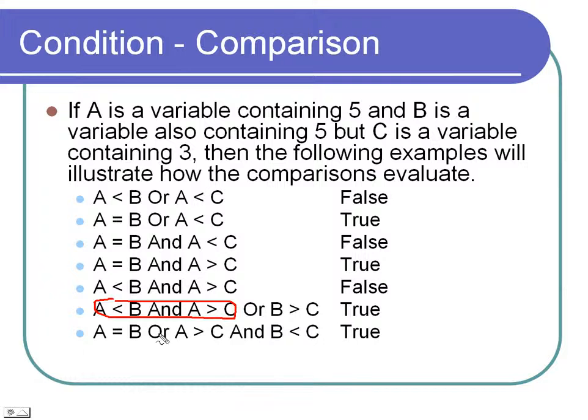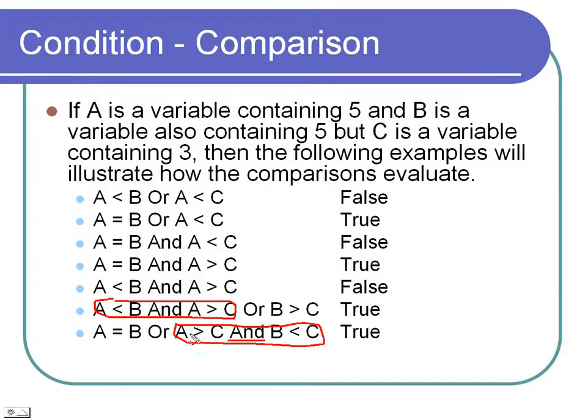Let's look at this one. We have the OR and the AND. What do we evaluate first? The AND. And this messes people up more than enough. So let's take a look at this. We've got A greater than C. That's true. And we've got B less than C. That's false. So the AND part here, this whole business, is going to be false.